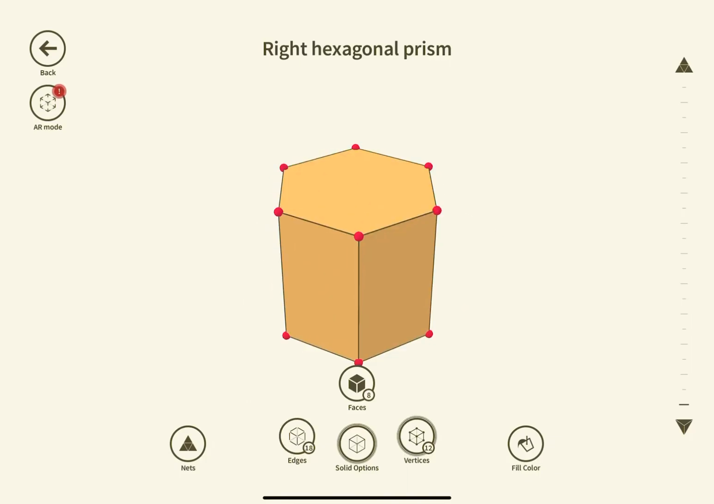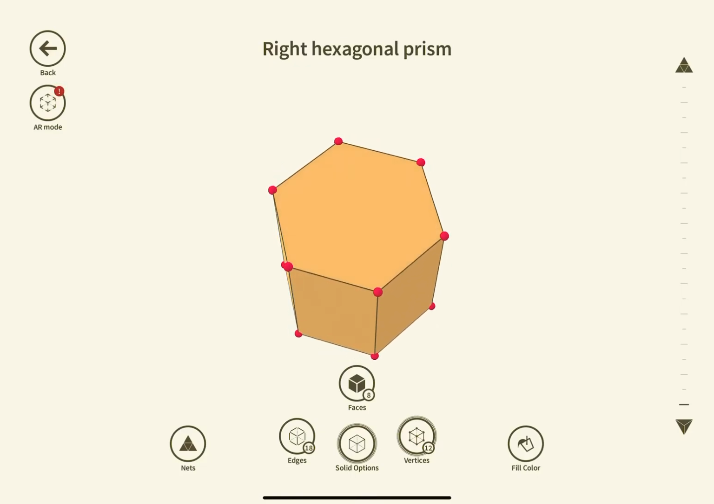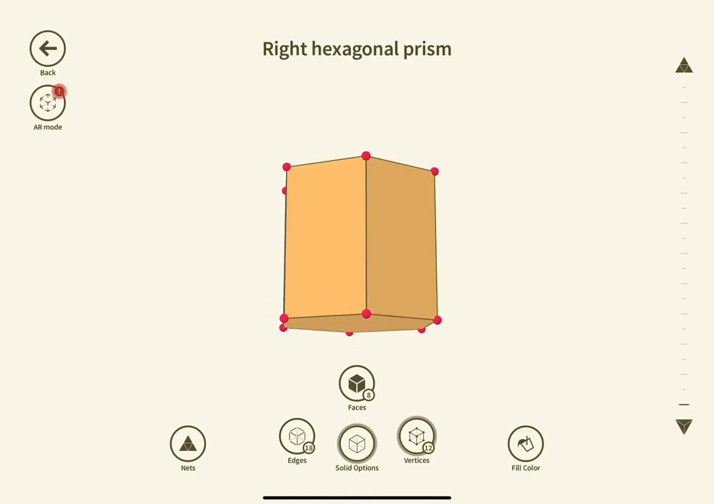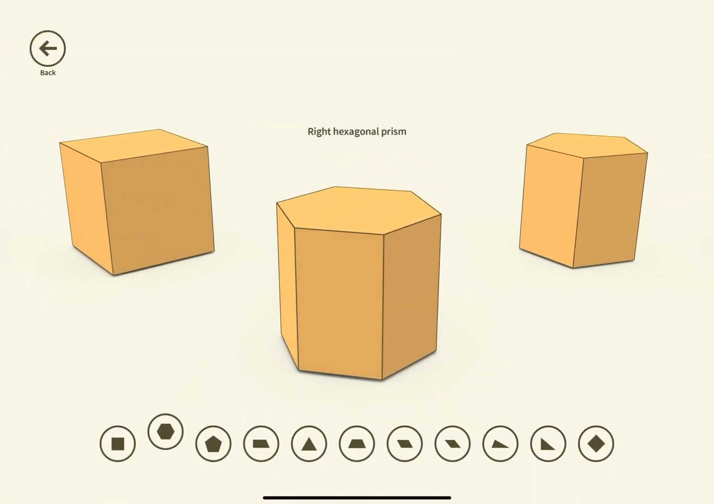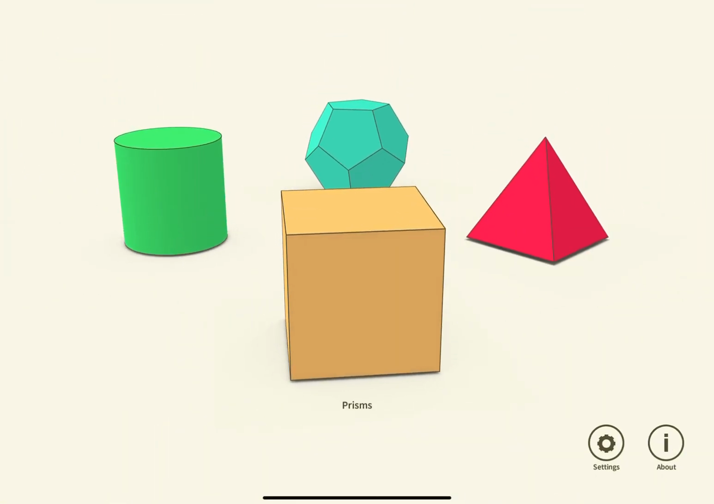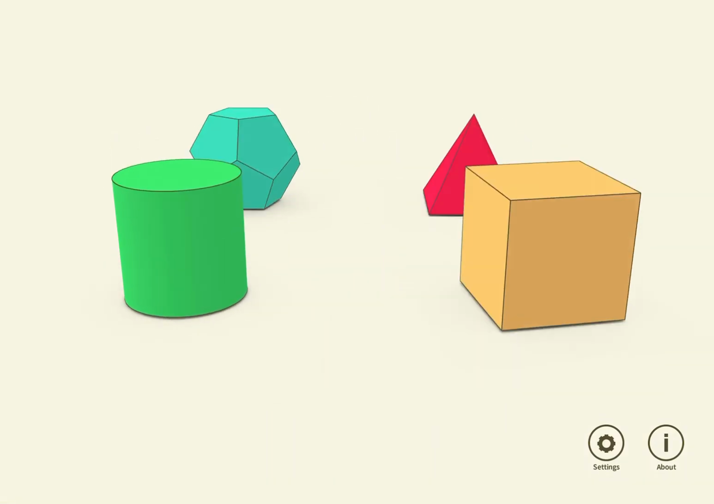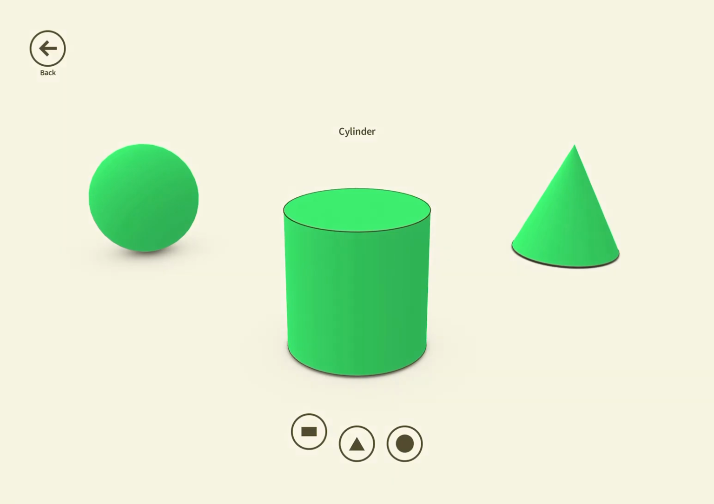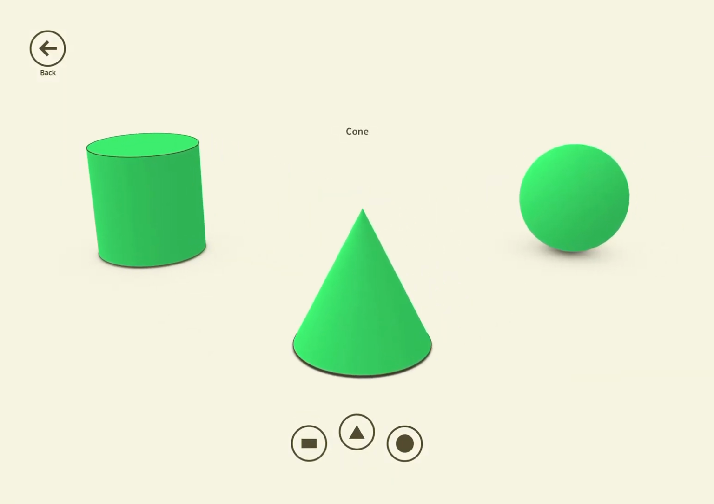We could do vertices. So there's 6 at the top, right? 6 at the bottom, right? 6 vertices. Now, the last one we'll do, we're going to come back. We did pyramids. We did prisms. Rounded faces, right? We'll do cone first.